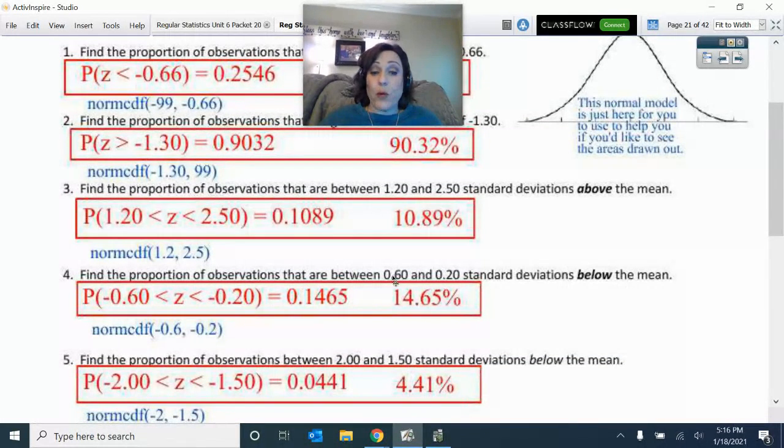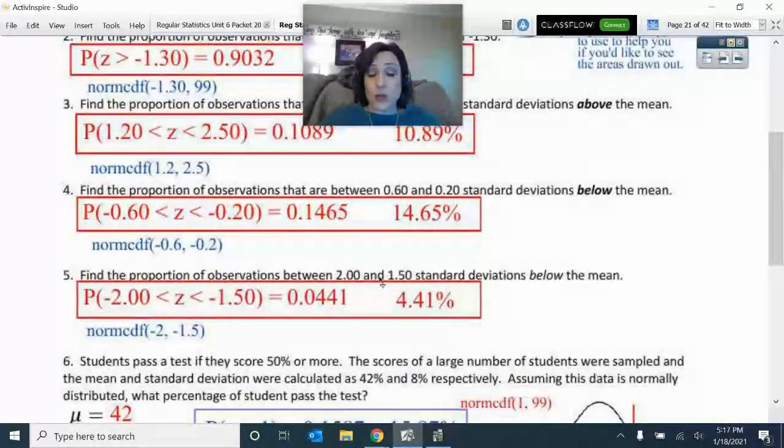Now, look at what happened on this next one. We were told that this is 0.6 and 0.2 below the mean. That means they are negative z-scores. So we have from negative 0.6 up to negative 0.2. That z-score is in between those, and that's how I compute that probability, which if you round correctly is 0.1465, or 14.65%. And the last one, I didn't bold this, but I did italicize it, that this is below. Once again, these are negative values, from negative 2 to negative 1.5. And that's 0.0441, which is 4.41%.